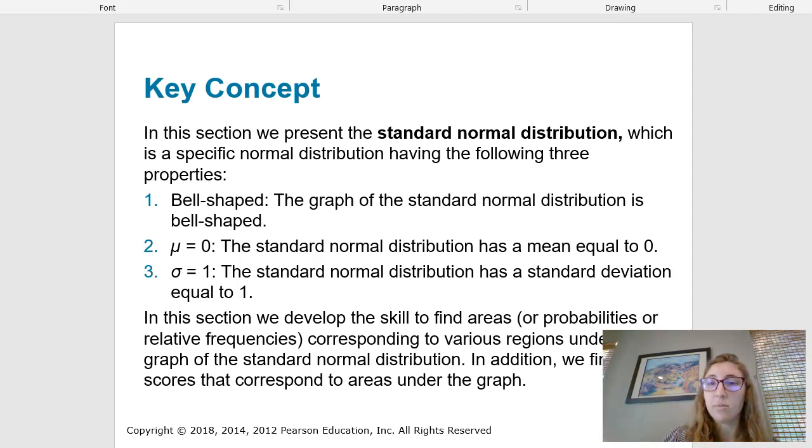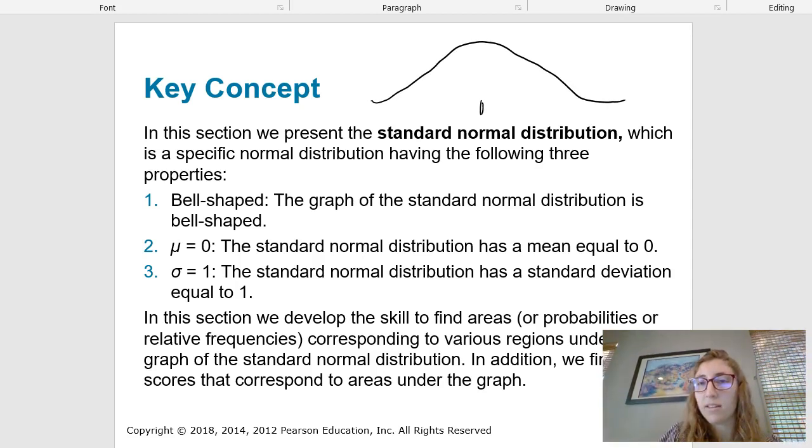A normal distribution is our bell-shaped curve here, where this value in the center is our mean. So a standard normal distribution is a normal distribution that has some specifics here. So it has a mean of 0 and it has a standard deviation equal to 1.